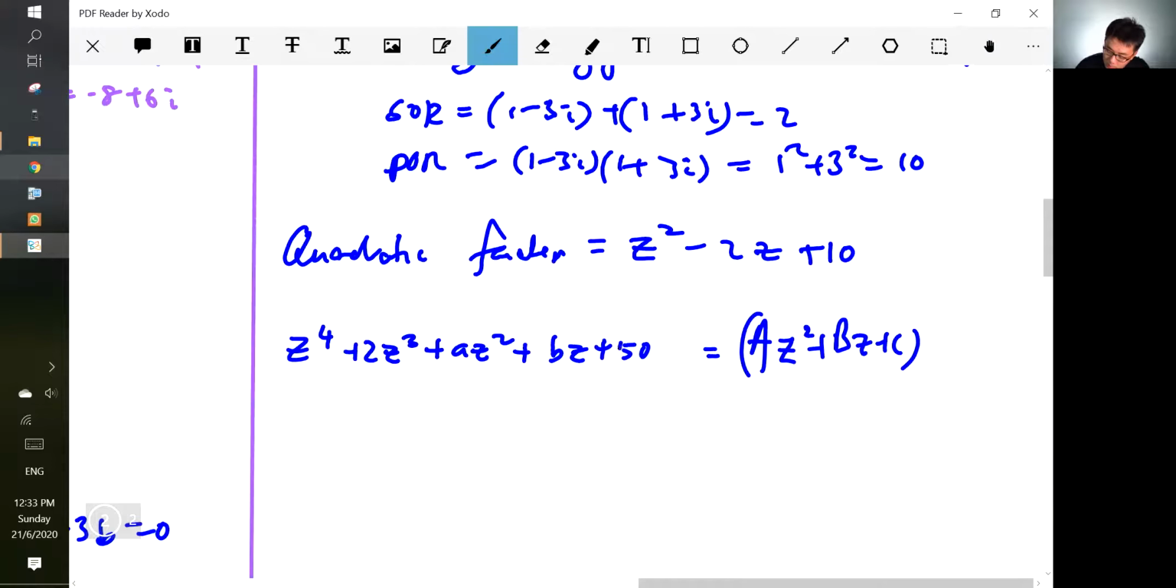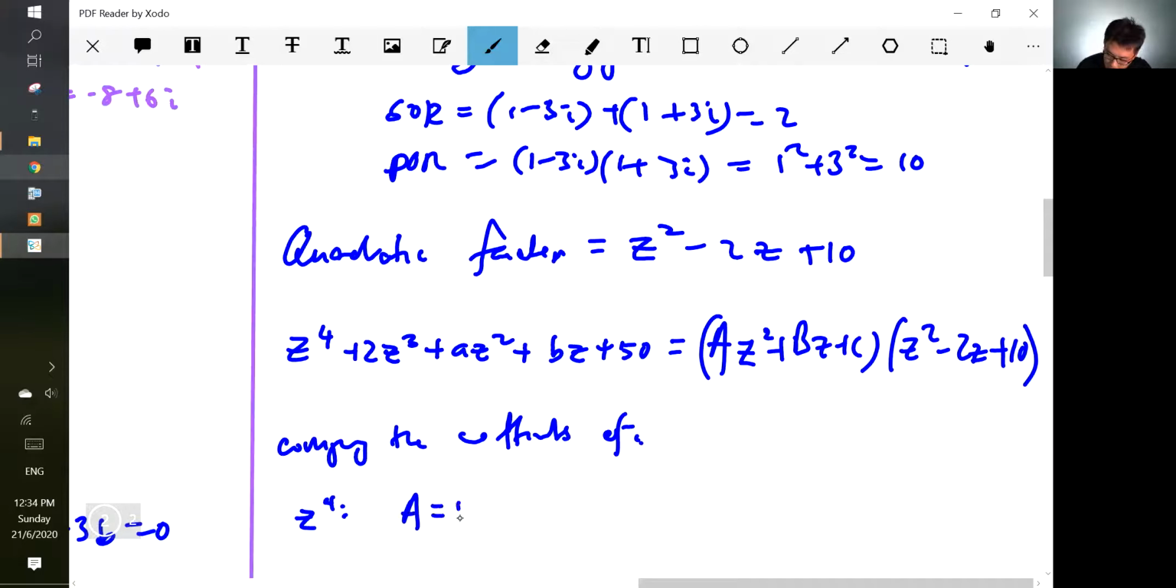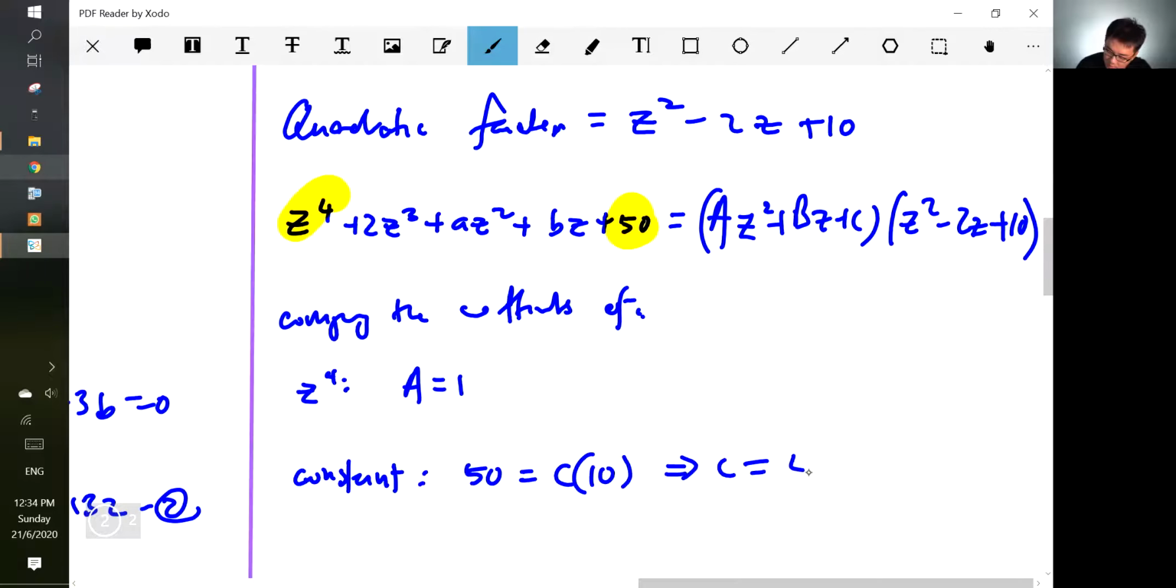Yep. I think this is faster, comparing Z4, A equals to 1. You start from the highest power to the lowest power. Usually that's the easiest. Then the constant, comparing the constant with 50 equals to C times 10. C will be equals to 5.